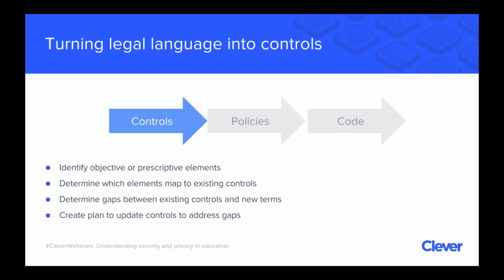In these cases, we try to understand the intention behind the statement, since the language may have been written decades ago and security technology changes on a much faster scale. When we have identified the aspects of a new law or contract that apply to student data privacy and security, we attempt to map them to existing controls. So if a new law mandates encrypting student personally identifiable information, we map it to our existing data encryption controls.